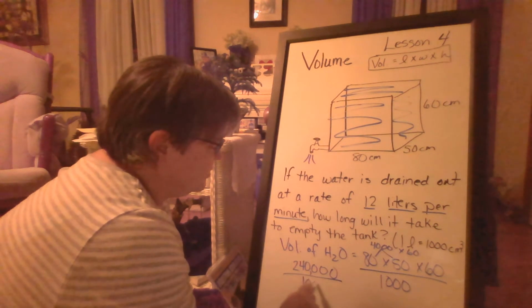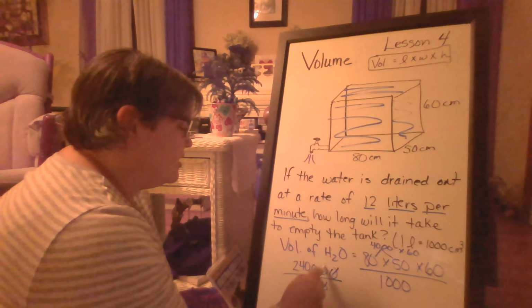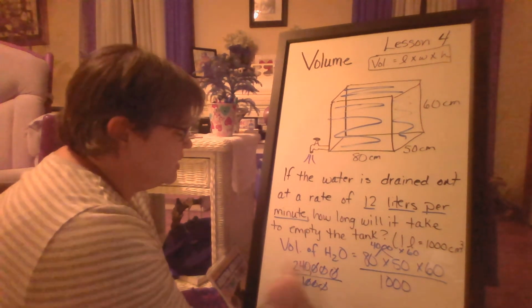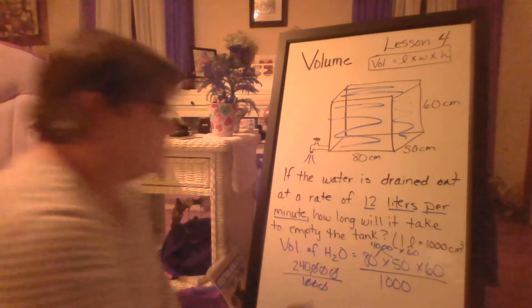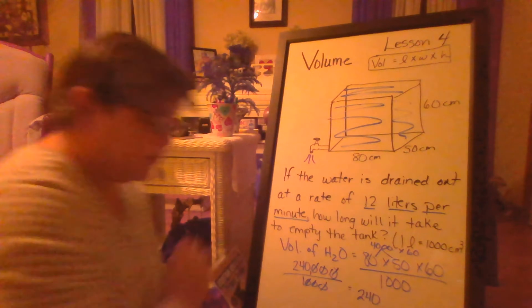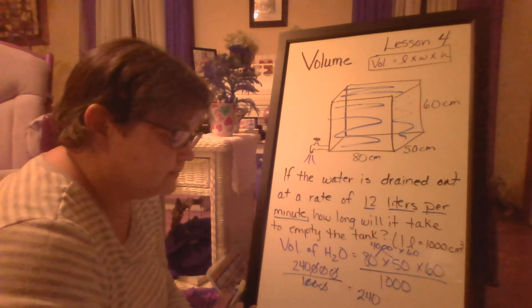Anyway, that's going to be divided by 1,000. I can take 3 zeros off of there. 1 into 240 is 240. All right, so we have 240 liters.